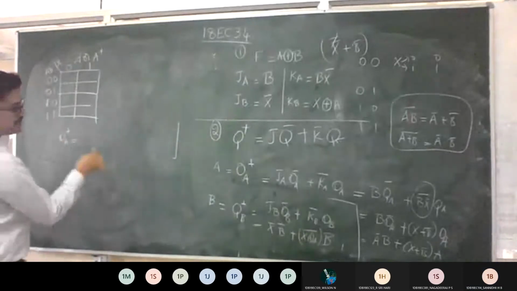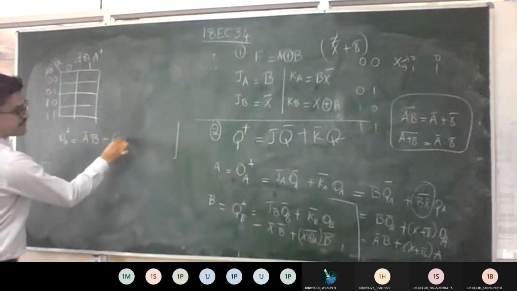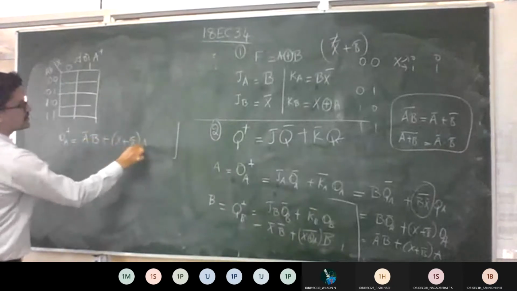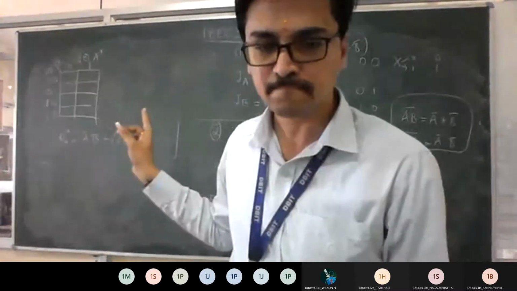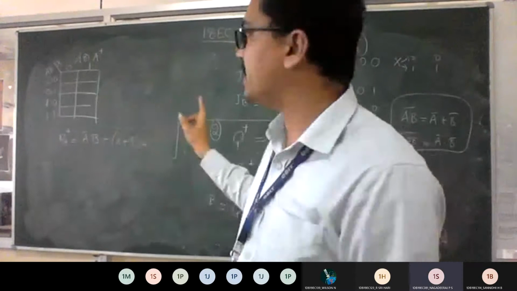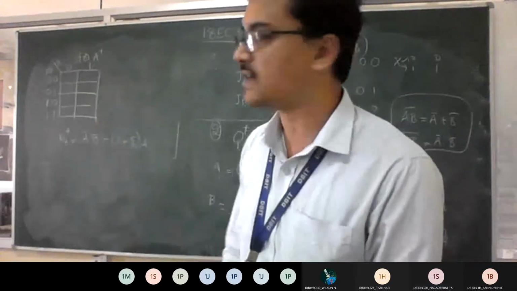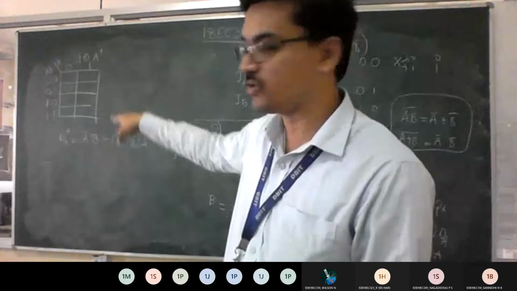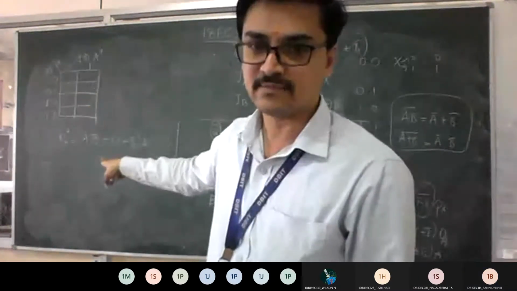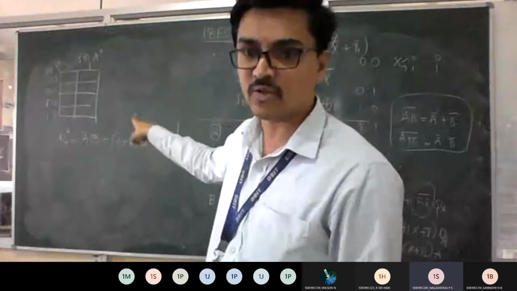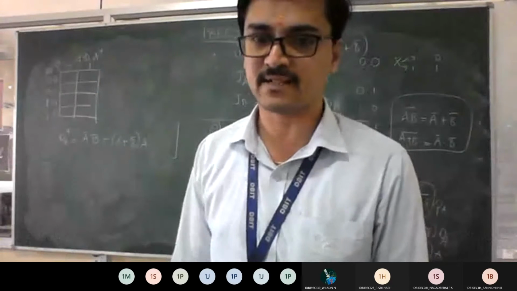What is the expression you got at the end? A bar B plus X plus B bar into A. So this is the expression you got. Yes or no? Yes, sir. So AB is having 4 combinations and X is having only 2 combinations. Now what is your task? Substitute X equal to 0 with the corresponding AB inputs, get the answer. Similarly, substitute X equal to 1 followed by AB, all 4 combinations, get me the answer.